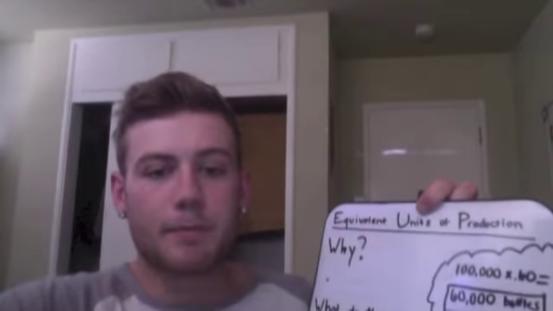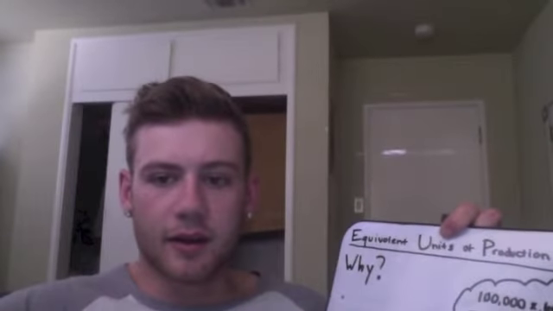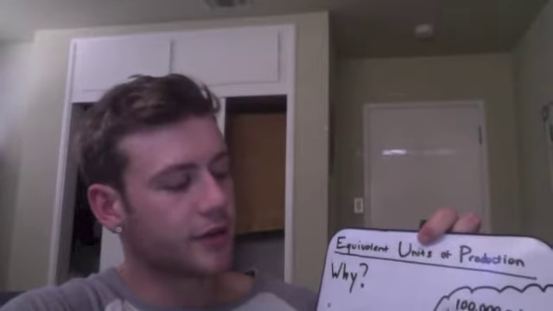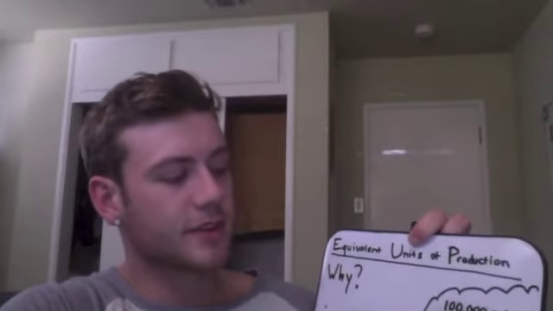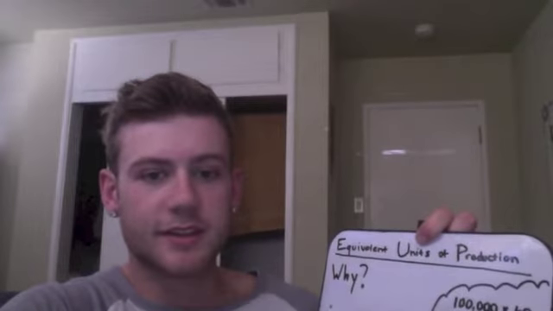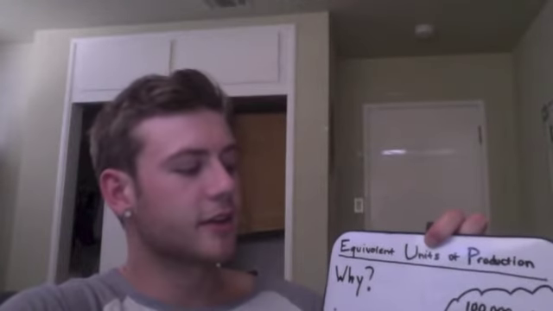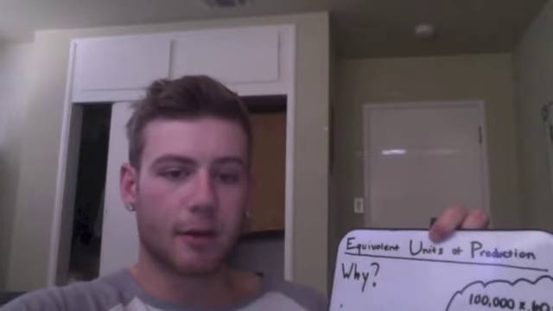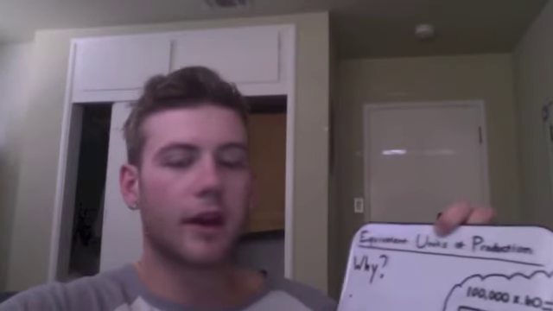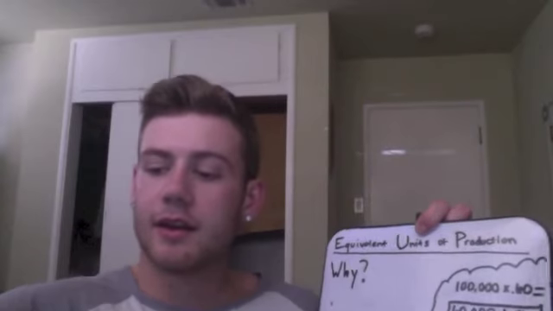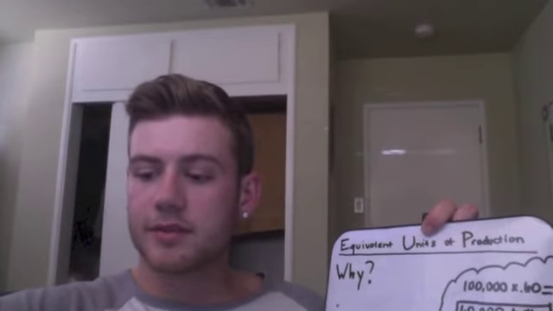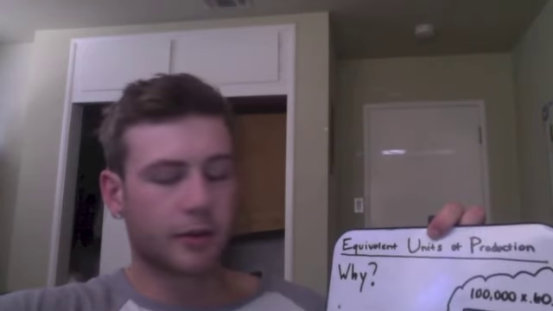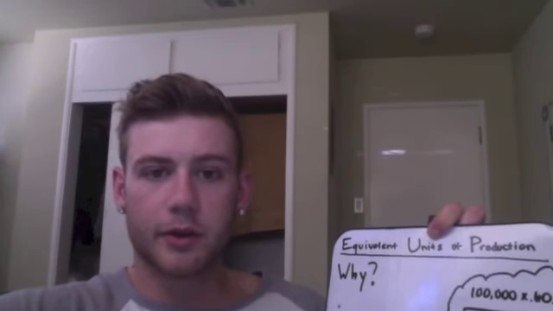This is basically saying that the cost to put 100,000 bottles that are 60% complete through the entire production process is equivalent to just putting 60,000 bottles through the entire production process. So that's why we use them. That's what they represent: they help companies realize how much their costs are going to be to finish a product when their period is already up.